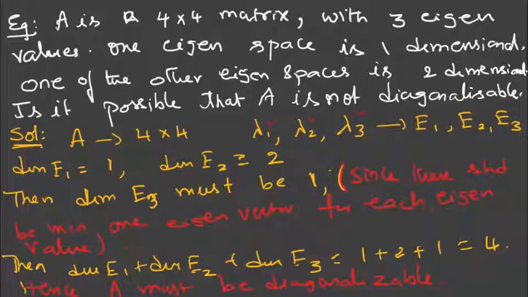Then three eigenspaces E1, E2 and E3. Now it is given one eigenspace is one-dimensional, so dimension E1 is equal to 1, and one of the remaining two eigenspaces, E2, is two-dimensional, so dimension E2 is 2. Then E3 is remaining. Dimension E3 must be at least 1, because there should be a minimum of one eigenvector for each eigenvalue. So lambda 3 must have one eigenvector. The sum of all these three dimensions is 1 plus 2 plus 1 is equal to 4, which is equal to the order of the matrix, hence A must be diagonalizable.